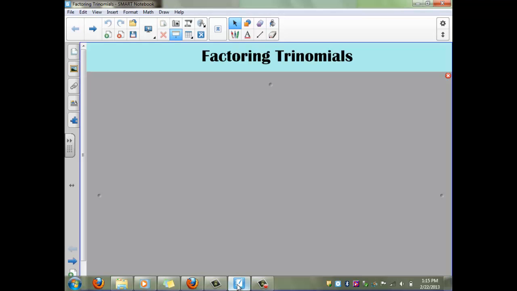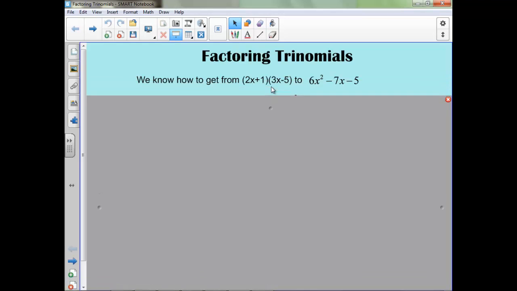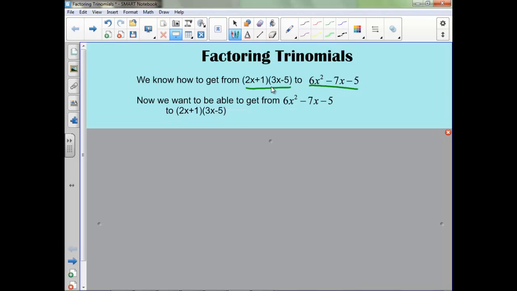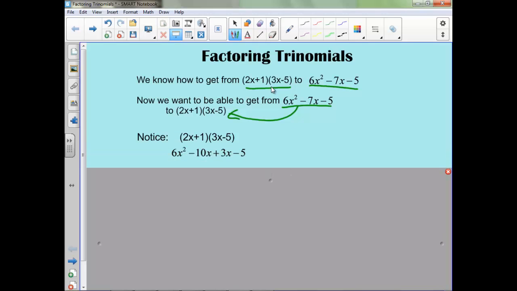Factoring trinomials. So to start, when we are given two binomials to multiply, we know we can get from here to here. Now we want to be able to start with our trinomial and get it into two factors or two binomials that are getting multiplied together. Alright, notice when we multiply it out, before we combine our like terms, we would get this polynomial.